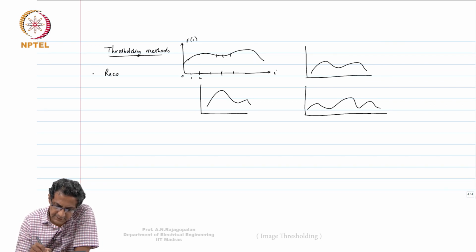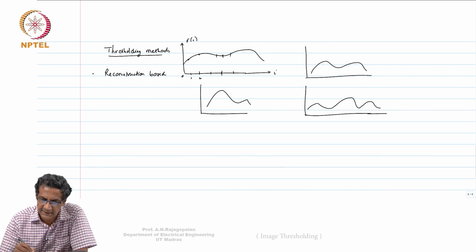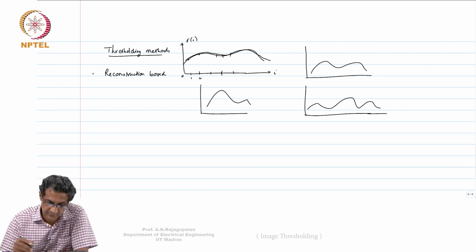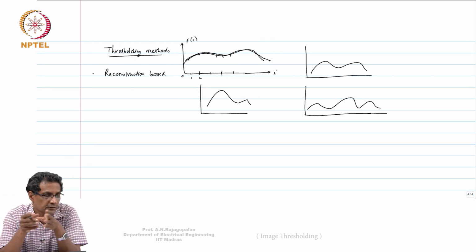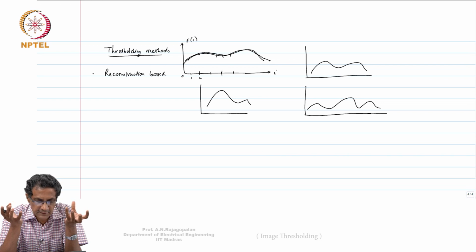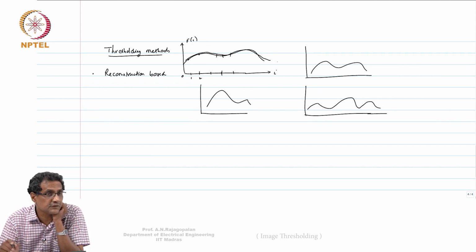One is called reconstruction based, which I will skip, because reconstruction is something similar to PCA that we did. One of the ways to do it would be to approximate this histogram with a sum of Gaussians. You would have to find out what should be the sigma of each Gaussian, what should be the mean, and what should be the weight. Basically, those are your unknowns, and the whole idea is how best you can fit a sum of these Gaussians to this histogram plot.